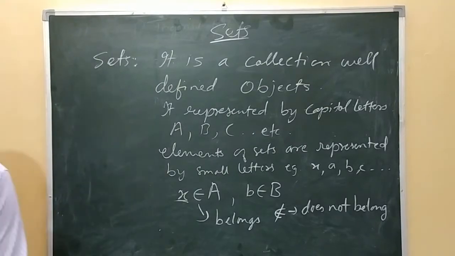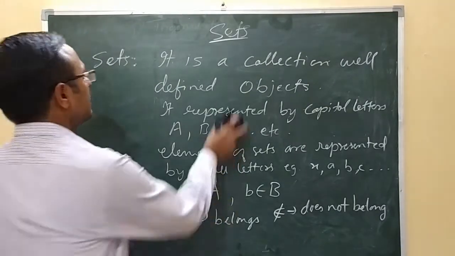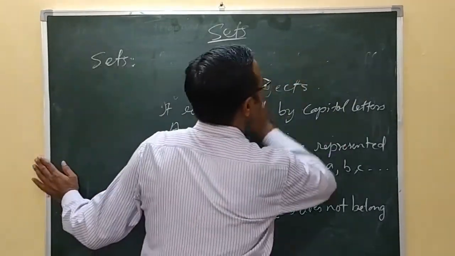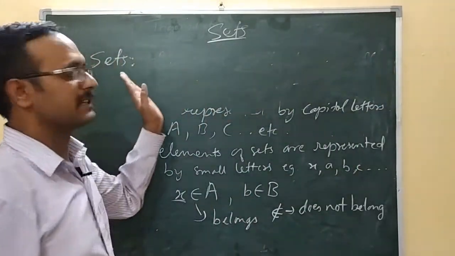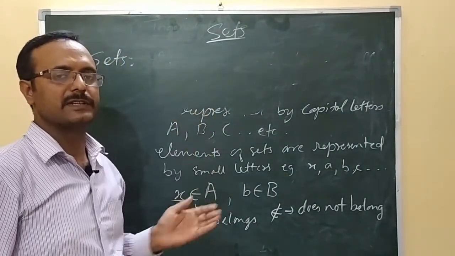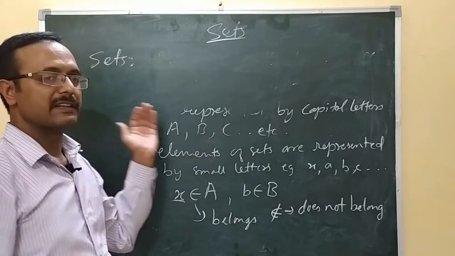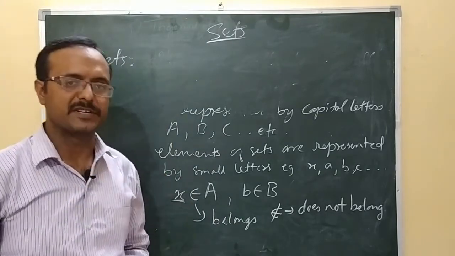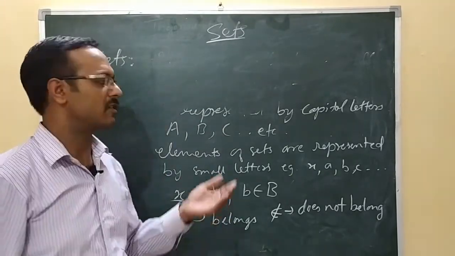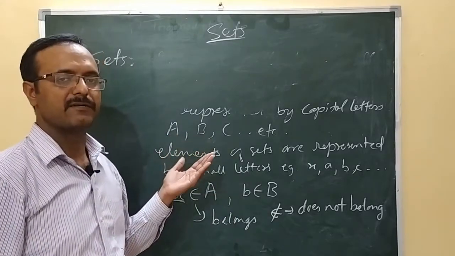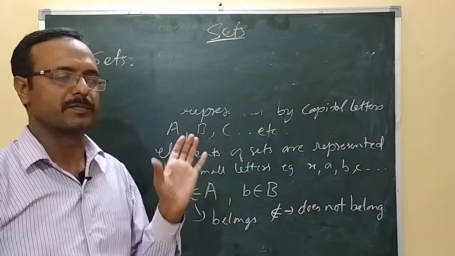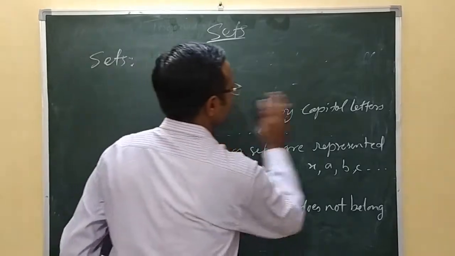Now coming to the next topic, all objects of a set have the same type of properties. They have common properties among all the elements. That's why we place them in one group, that is called a set.